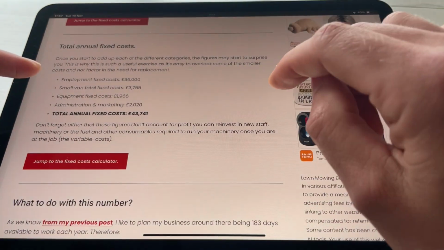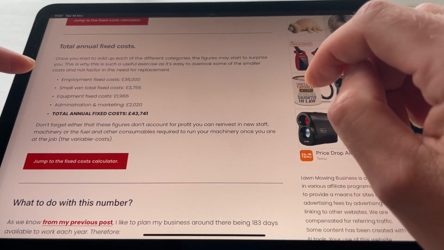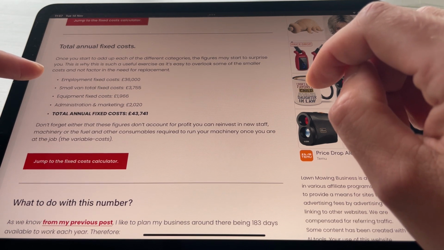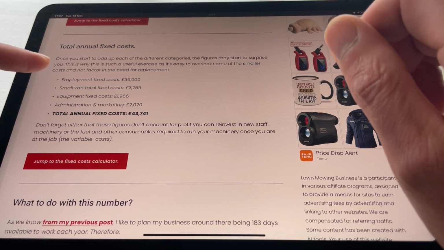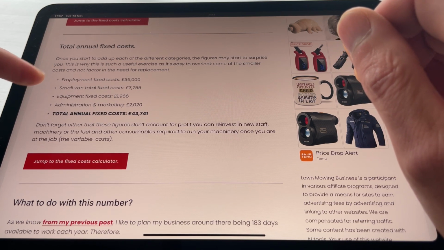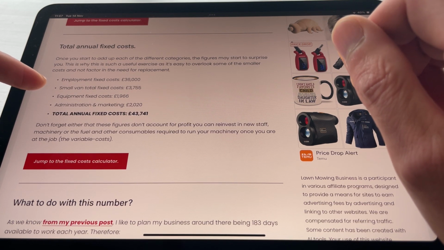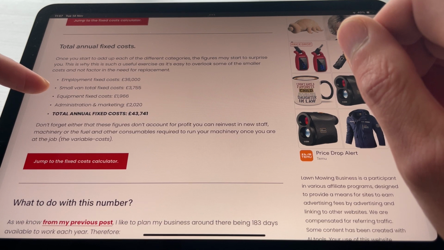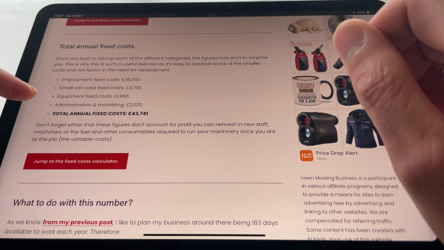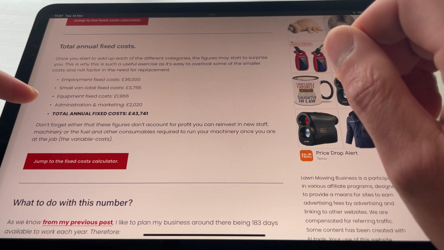So in this little example I've worked out on the website, you'll see that I've put down £36,000, which is a £30,000 salary plus 20%. So the cost of employing me is £36,000. The small van is costing me about £3,755 a year. The equipment is costing me about £2,000 in depreciation each year. And then the other bits and bobs, admin and marketing, about £2,000 a year.